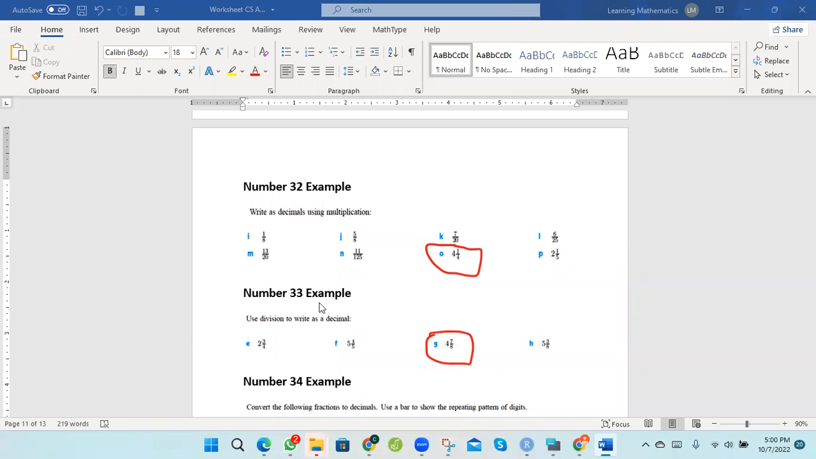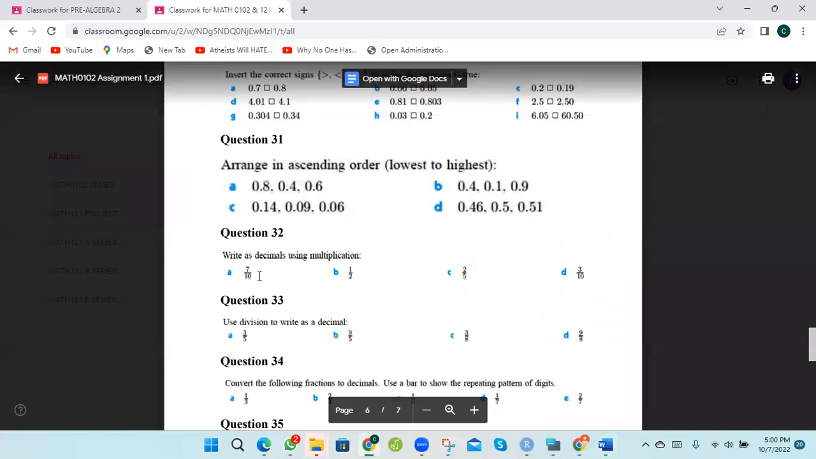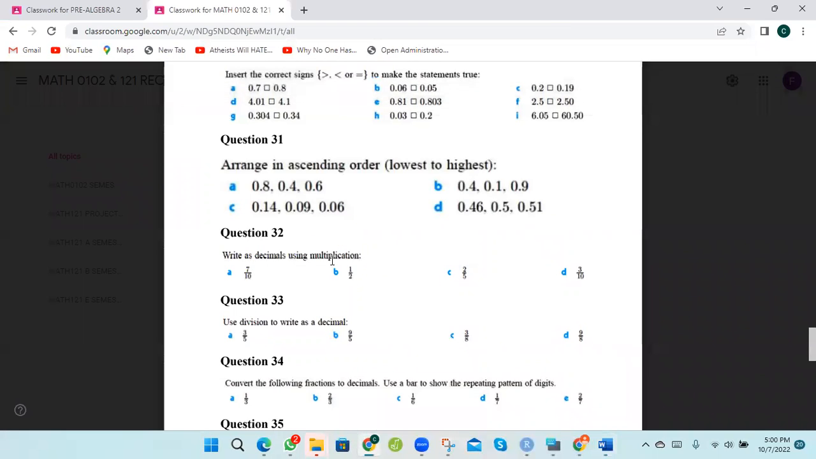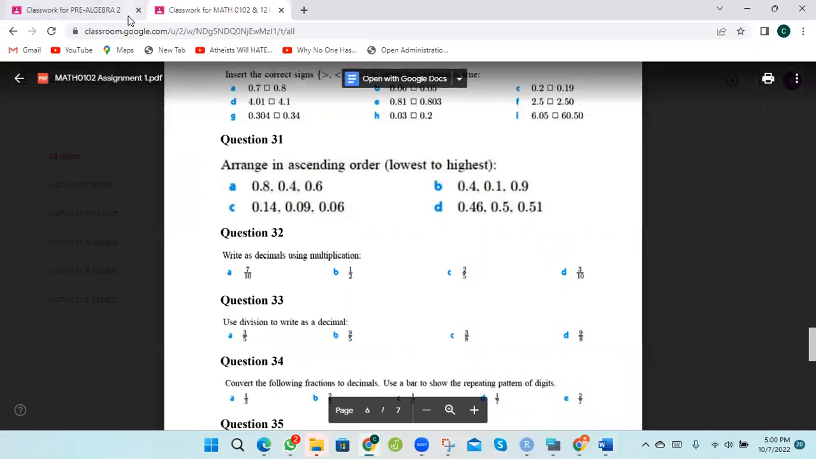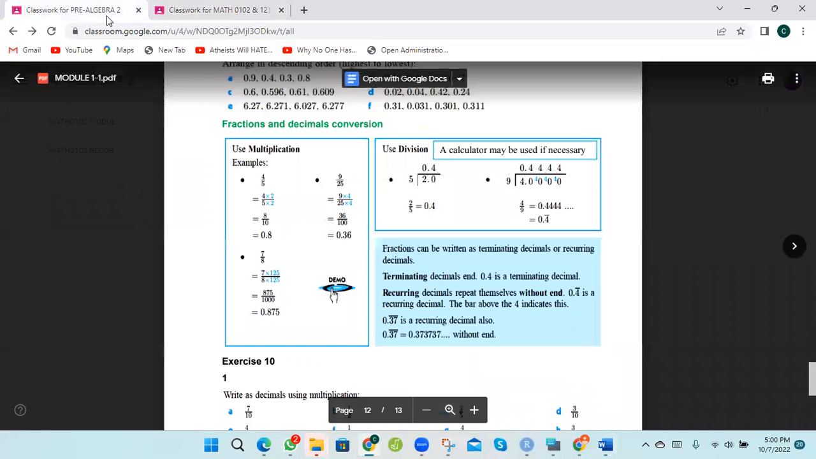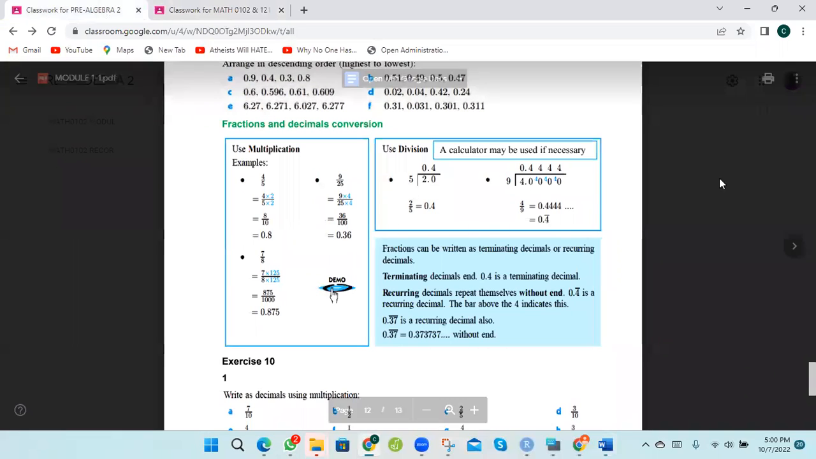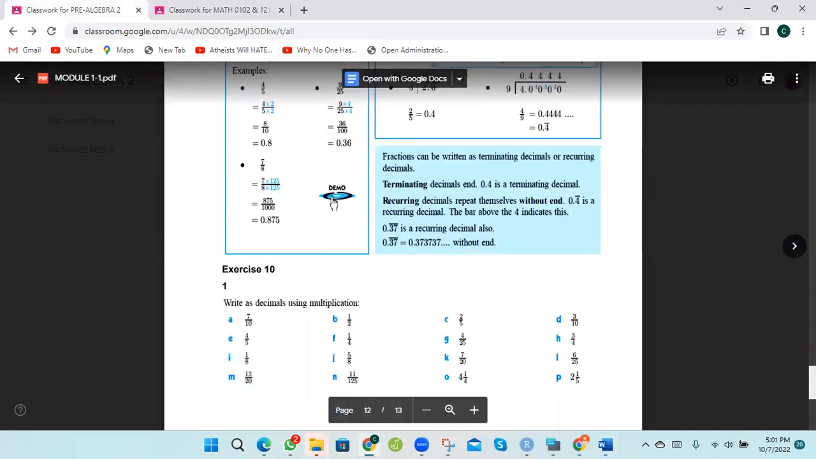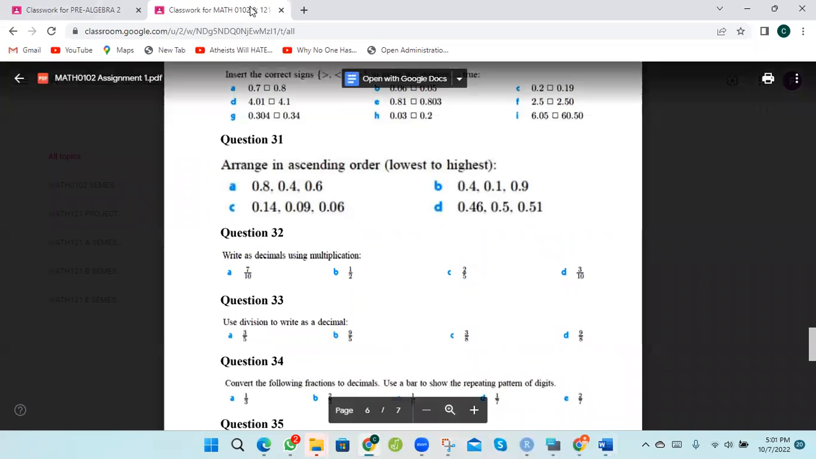So here's an example of number 32. Number 32 says write as decimal using multiplication. So I went to the notes, and here you have the questions, exercises, and the assignment using the first row.